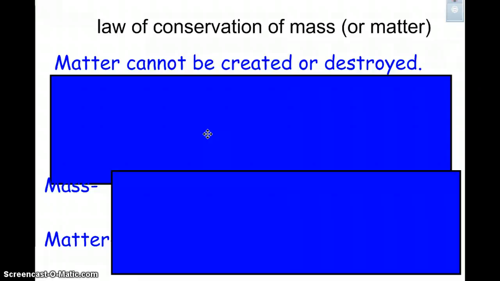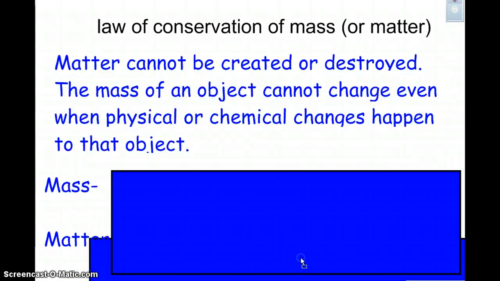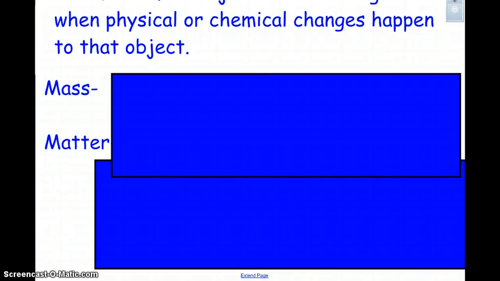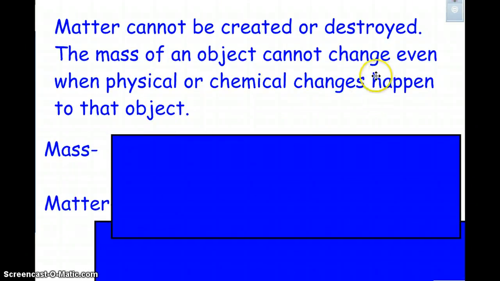Matter cannot be created, matter cannot be destroyed. It just changes forms. It can sometimes change into energy, but it's not going to be created or destroyed. The mass of an object cannot change even when a physical or a chemical change happens to the object. So you put an object on the balance, it has a certain mass, you make a change to it, it's going to have the same mass, as long as all parts of matter are back on that balance.